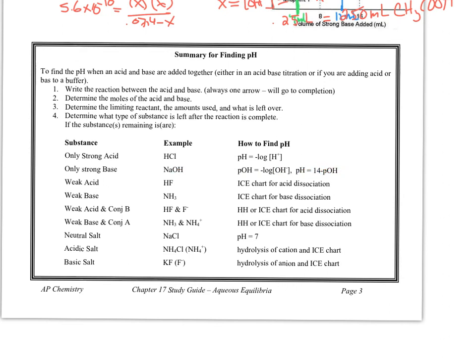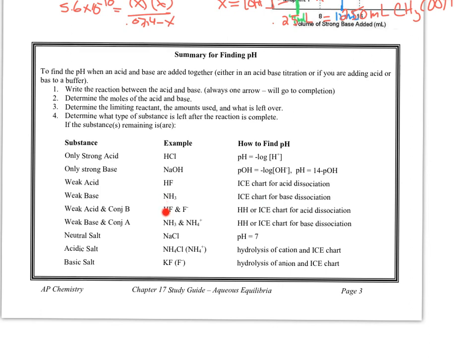That's pretty straightforward. What if you're left with something like HF? That's a weak acid. Well, how do you find the pH of a weak acid? You got to do the dissociation of the acid. So HF yields, double arrow because it's equilibrium, H+ and F-. Do an ICE chart for your acid dissociation. What if you're left with something like NH3? That's a weak base. Well, how do you find the pH of a weak base? Same thing, ICE chart for the base dissociation.